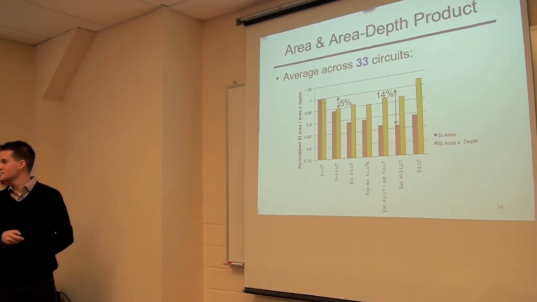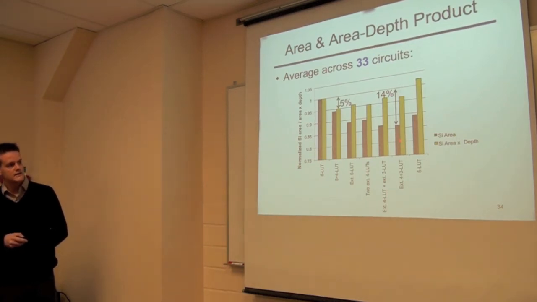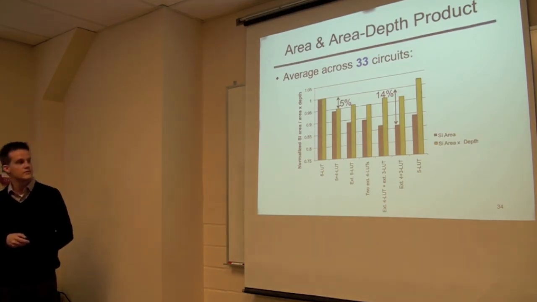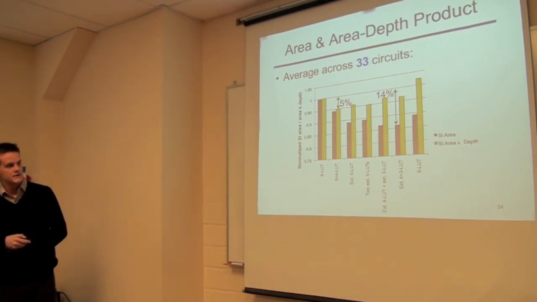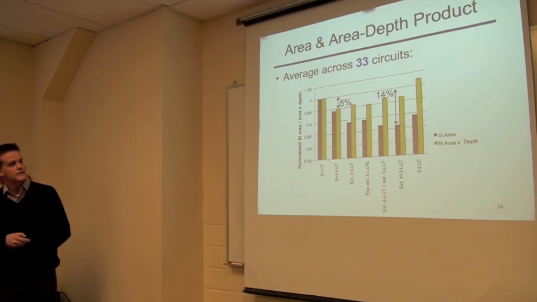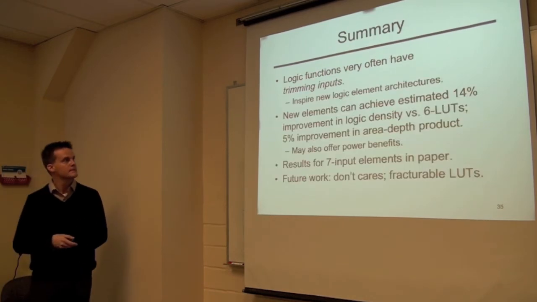That requires just 6 input functions, with 1 trimming input. That got about 5% better in area depth product. Some of these small architectures, extended 4+3 LUT, actually had much better silicon area. It's about 14% better silicon area than 6 LUT. So these architectures really offer a new way of improving logic density, and you can choose different points depending on whether you're targeting area or area depth product.